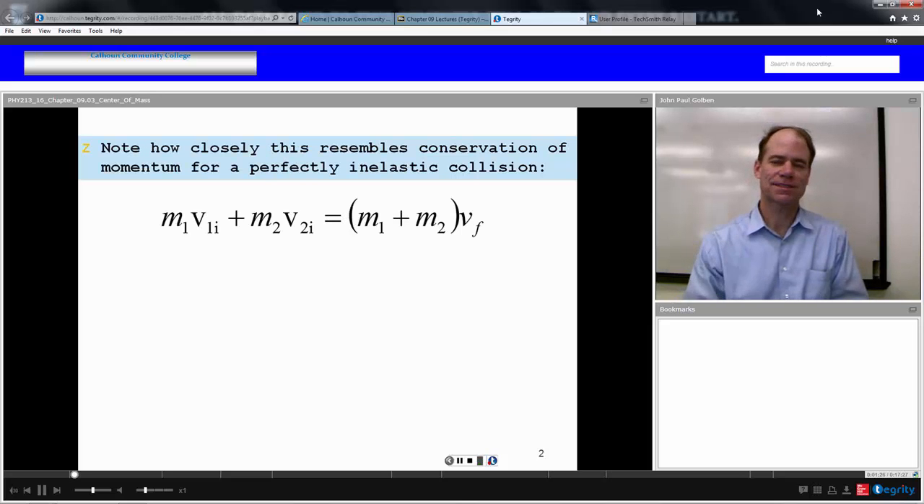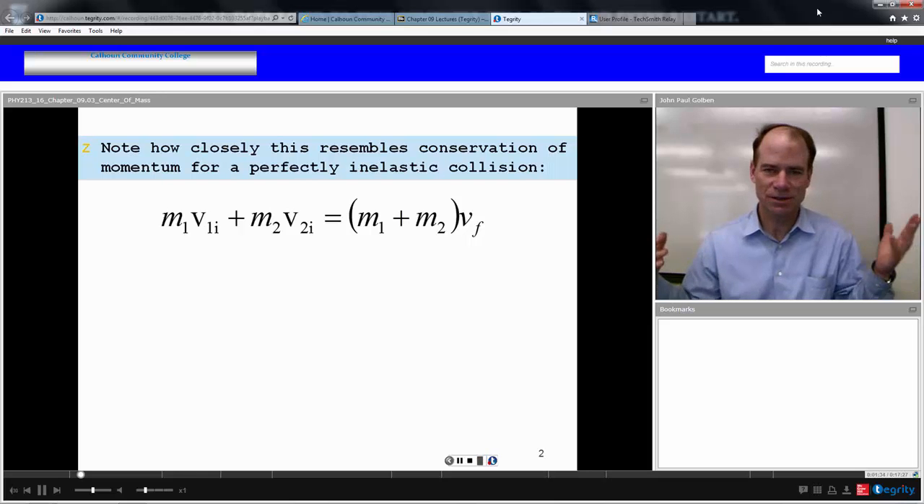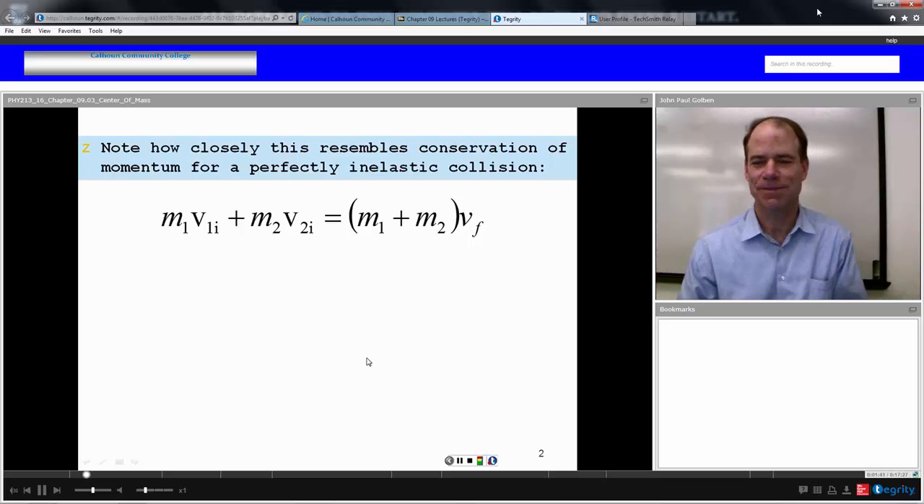You may ask, well, Dr. Golben, this is a perfectly beautiful equation. We love it. But what is it doing in a chapter on momentum? And I would say that's a great question. Well, take a look at this equation.